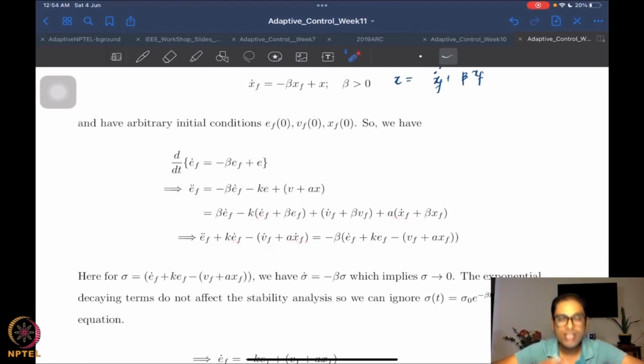So basically, to put it simply, all the beta containing terms are kept on the right hand side, and all the rest of the terms are brought to the left hand side. All the terms on the right hand side are scaled by beta, which is EF dot from here, EFK from here, VF from here, and AXF from here.